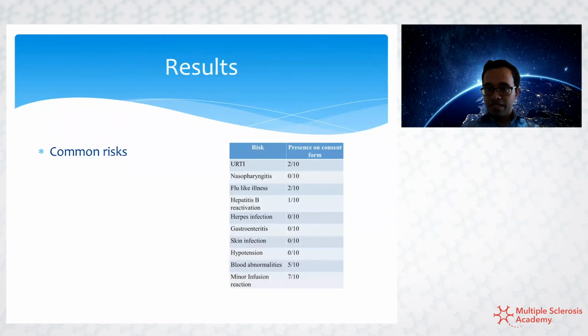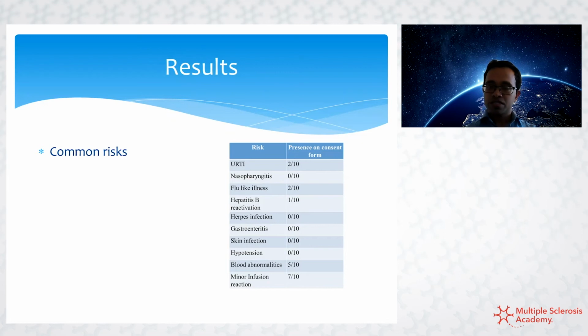When we looked into the data, it appeared that out of the 10 forms, the risk of upper respiratory infection was discussed only with 2 patients. The risk of nasopharyngitis was not available in any of the consent forms. Flu-like illness was discussed with 2 patients. The risk of hepatitis B reactivation was only discussed in 1 case. None of the consent forms had risk of herpes infection, gastroenteritis, skin reaction, or hypotension discussed.